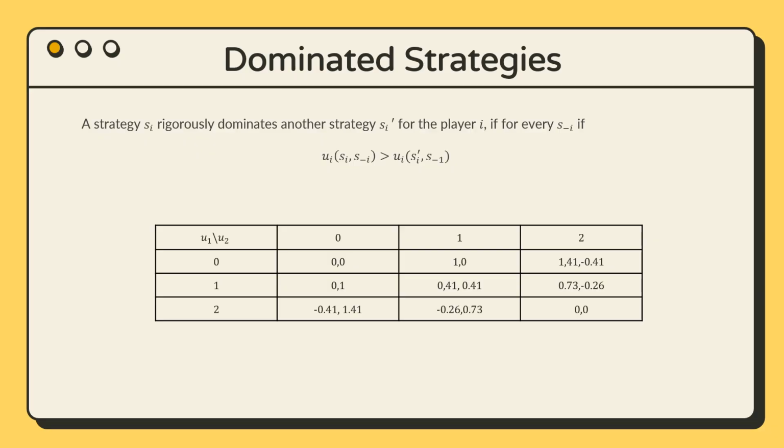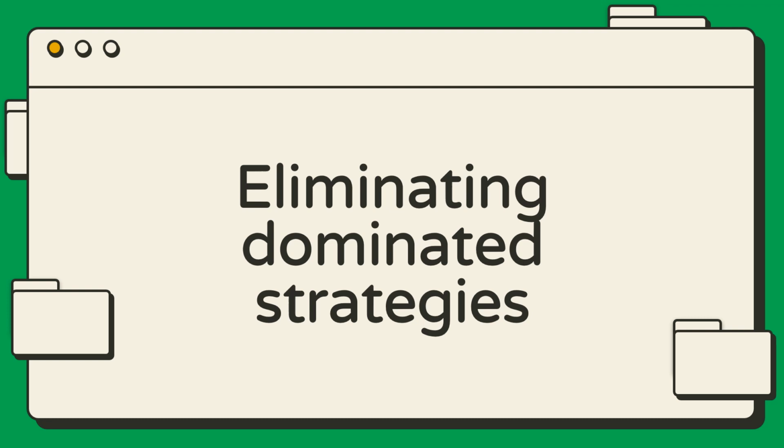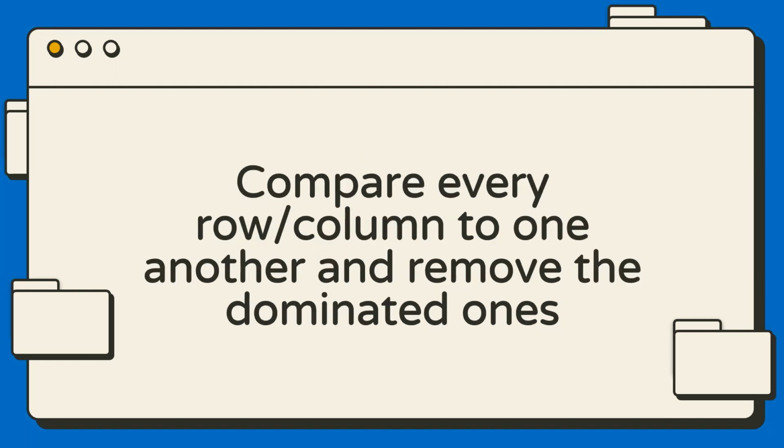Dominated strategies are the kind of strategies that we would never want to pick because there would be another strategy that would always give us a better outcome. Here, strategy 1 rigorously dominates strategy 2 for player 1 because it always gives a better outcome no matter which strategy the second player picks. So how to eliminate these strategies? We have to compare every row with every other row and every column with every other column until we are not left with any dominated rows or columns.